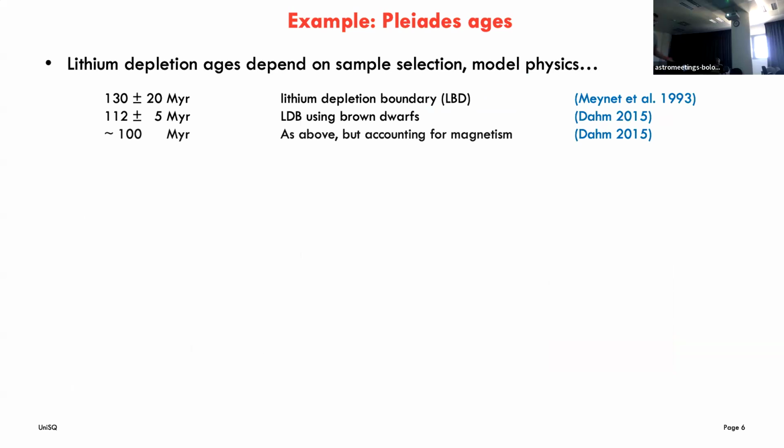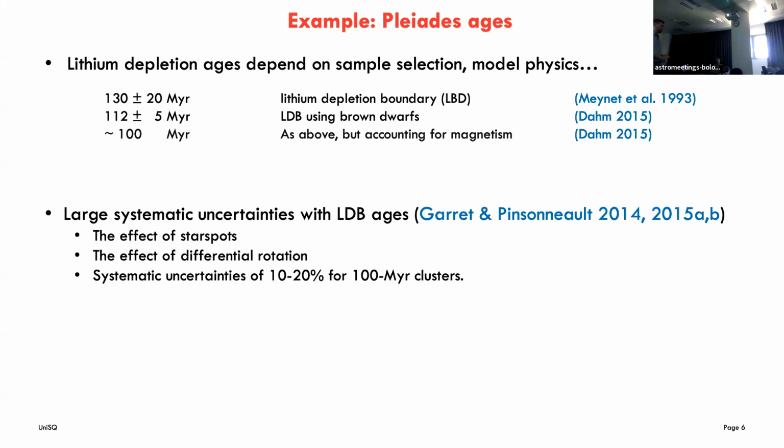There are other systematic uncertainties that give rise to the wide variety of ages we see in the literature. For instance, lithium depletion ages will depend quite strongly on the sample selection and on the model physics. So whether you use, say, brown dwarfs or not, or whether you include magnetism can have quite a big effect on your derived age. There are large systematic uncertainties associated with the depletion method. That's because of the effect of star spots and of differential rotation, which will give you systematic uncertainties of around 10 to 20%.